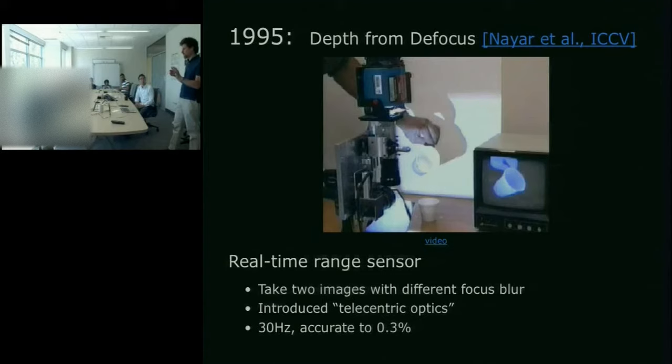So they used a notion called telecentric optics, which allowed you to have two different camera paths with two different focus settings, which produced images with the exact same magnification. And so Nayar also contributed this idea to the computer vision community, and it made a big difference. This implementation ran at 30 hertz, accurate to 0.3% error. Very impressive again for the 1990s.